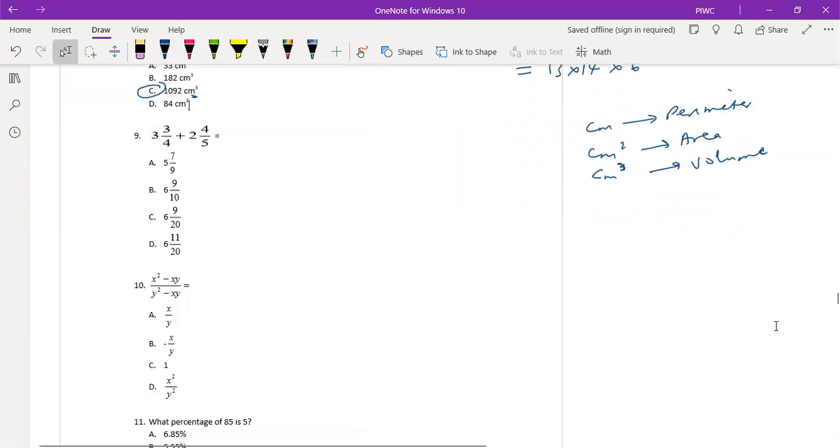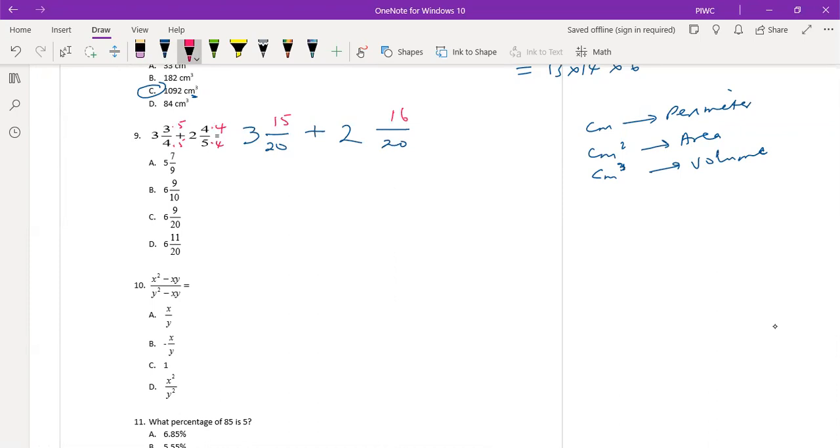Okay, number 9. Addition of fractions. Before you add 2 fractions, make sure you have the LCD. So we need the LCD here. 20. So this is 4 times 5 to give us 20. So multiply the numerator also by 5. So that'll be 15. 5 times 4 gives us 20 in the denominator. Whatever I do to the denominator, do the same to the numerator. So also times 4. So this should be 16.